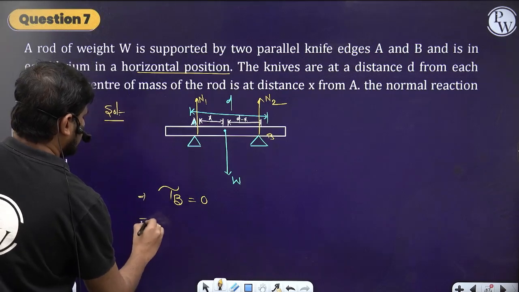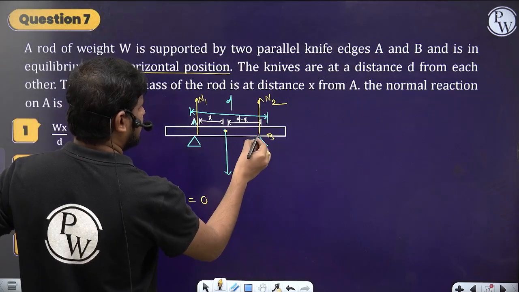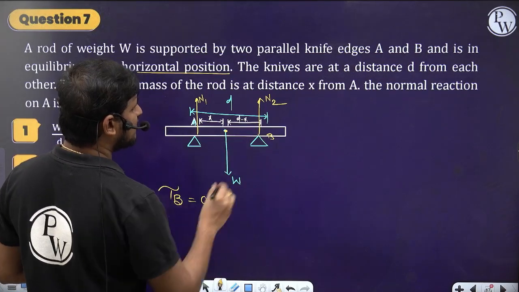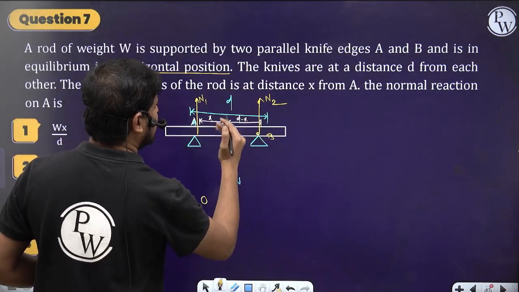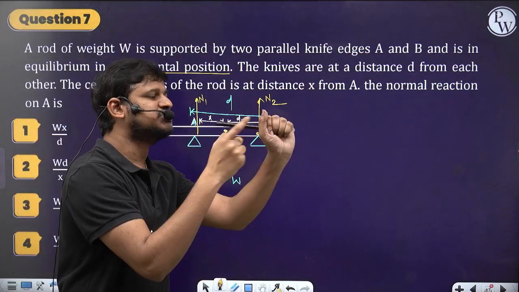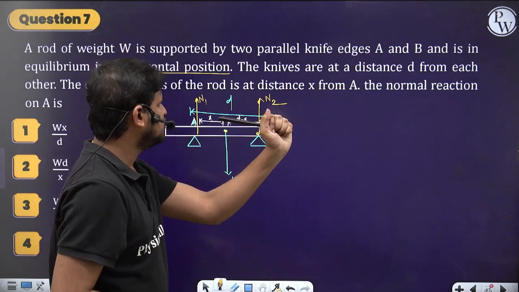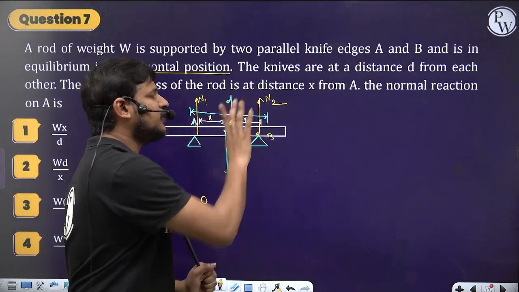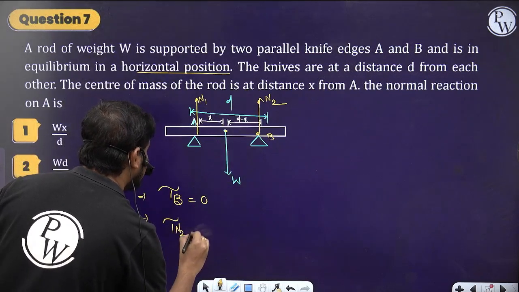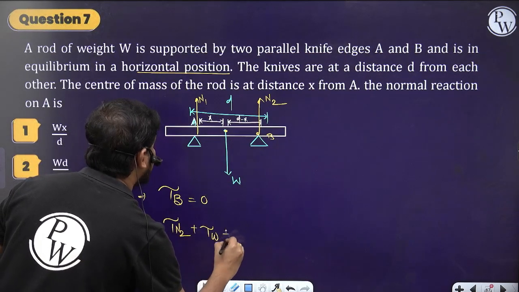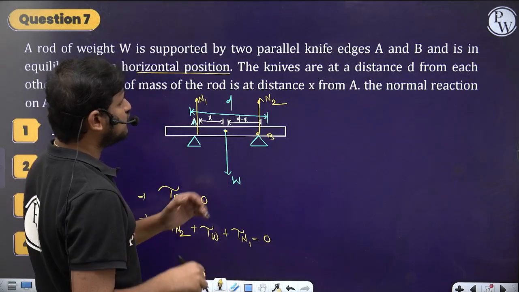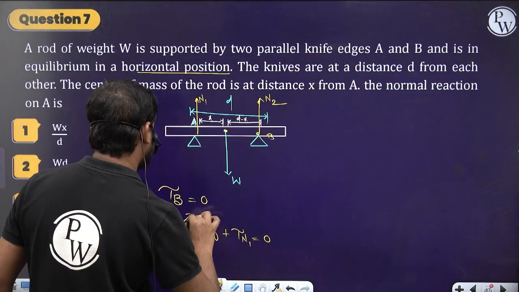With respect to this point, what are all the forces? N2, W and N1 are acting. This is your axis of rotation now. The torque due to N2 will obviously be 0. The torque due to W and the torque due to N1 will be there, and all these should sum to 0.